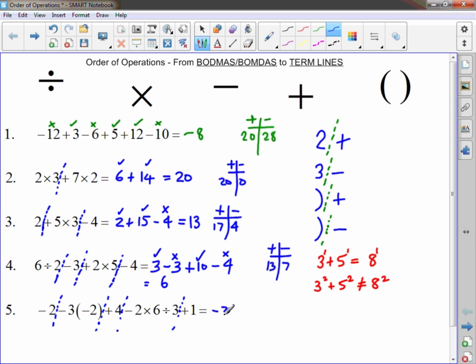Negative 2 is just negative 2. Negative 3 times negative 2 is positive 6. 4 just slots into place. We have negative 2 times 6 divided by 3. Well, 2 times 6 is 12, divided by 3 is 4, so this would be negative 4, and then the 1 slots into place. We can then set up a little table again of positives and negatives. I've got 11 positives: 6, 4, 1. And I've got 6 negatives: 2 and 4. That means the answer will be 5 because the positives win by 5.